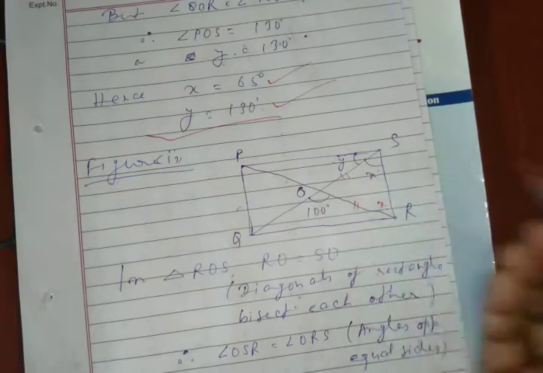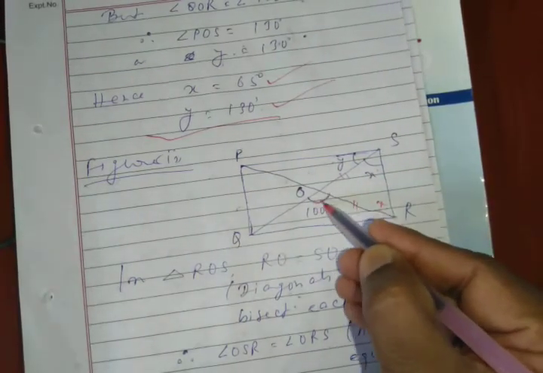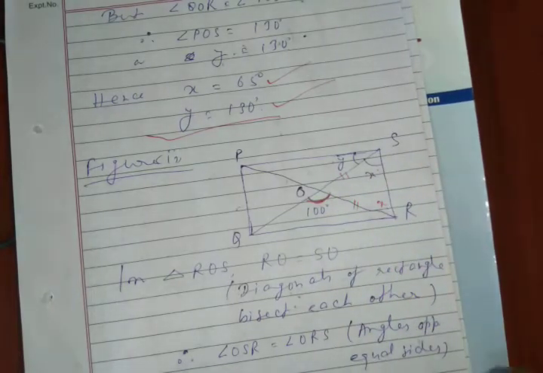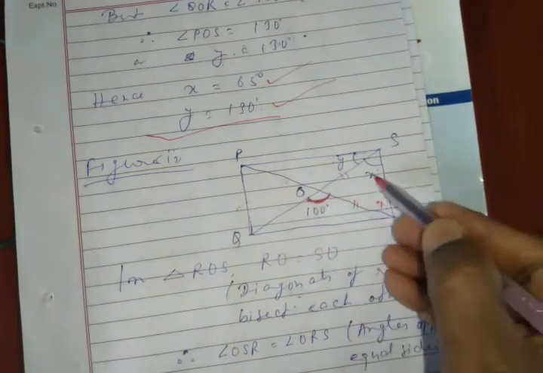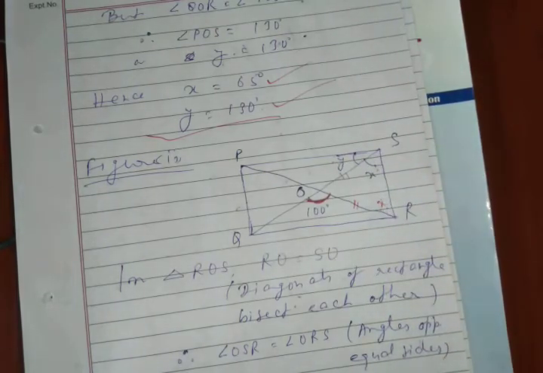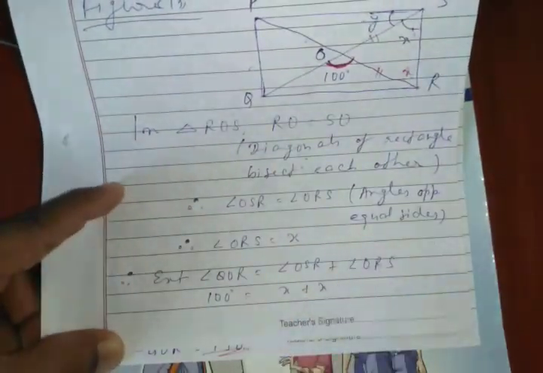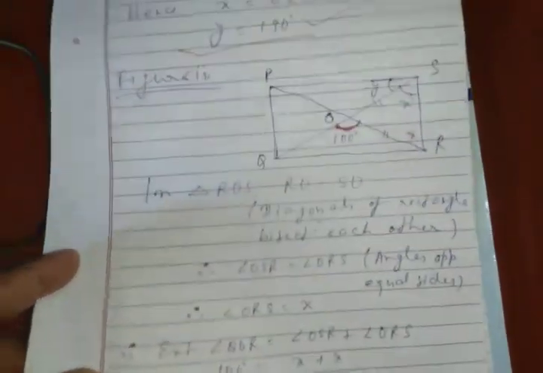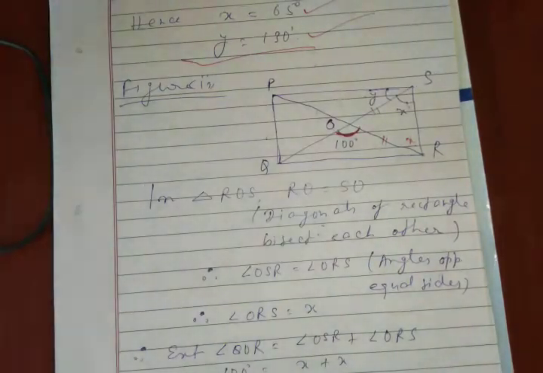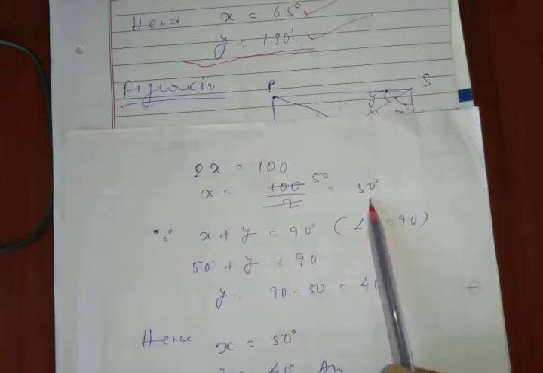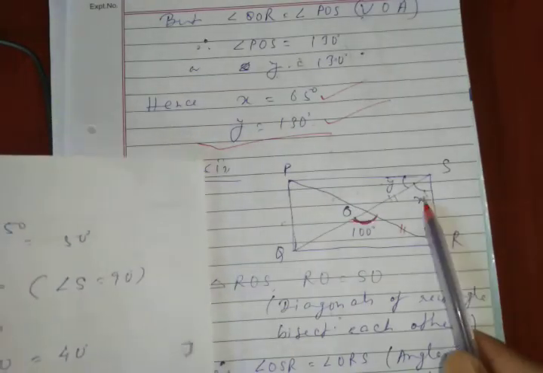Now again there is a property. This is the exterior angle, and this exterior angle is equal to the sum of the interior opposite angles. So this is equal to this plus this. That is x plus x equal to 100 degree. X plus x is equal to 100 degree, and then you have 2x equal to 100, then x equal to 50 degree. So in this way we have found x equal to 50 degree.